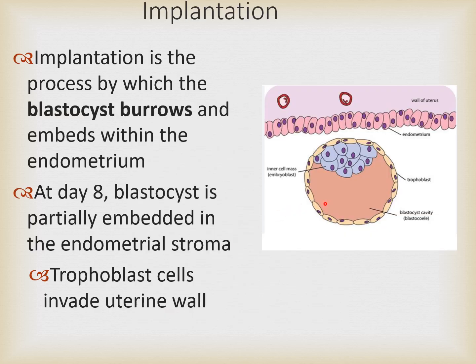Now what is implantation? Implantation is the process by which this structure, which is known as blastocyst, burrows and embeds into the endometrium. Endometrium is actually a part of the wall of the uterus of the mother. Endometrium is that layer of the uterus in which the blastocyst embeds itself.